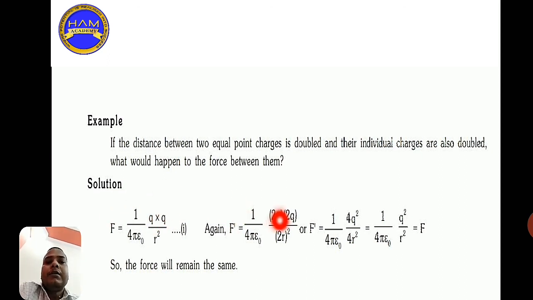Now just double the charge, meaning 2Q, and also double the distance to 2R. This is the force in the second condition. Now when we divide, we will find that F dash is equal to F, meaning the force remains the same.